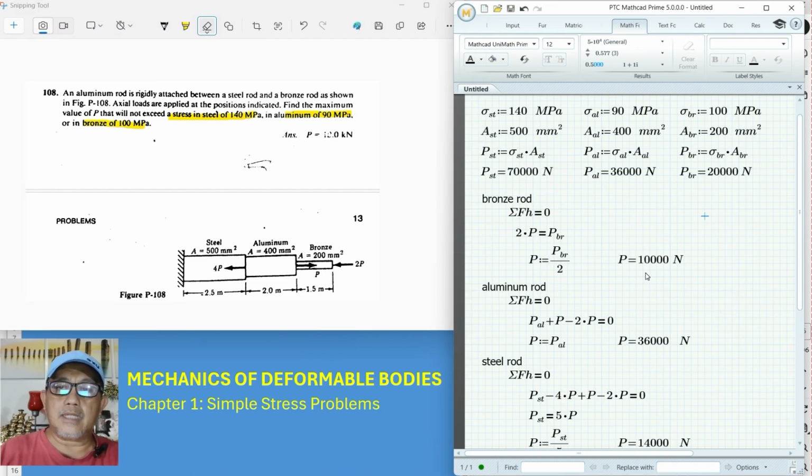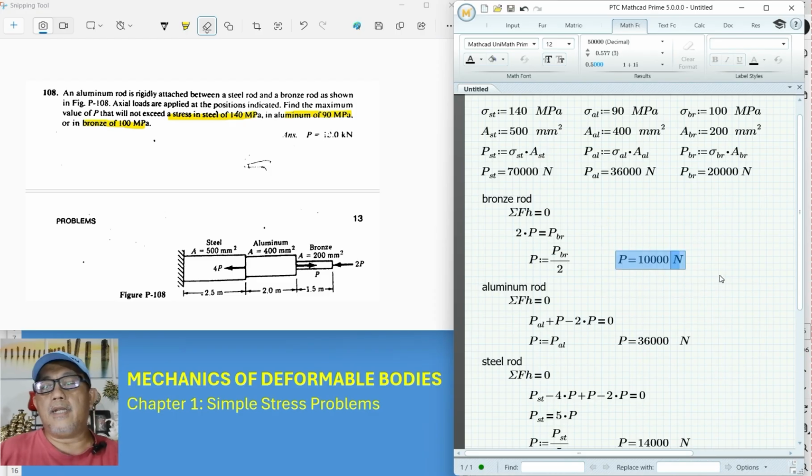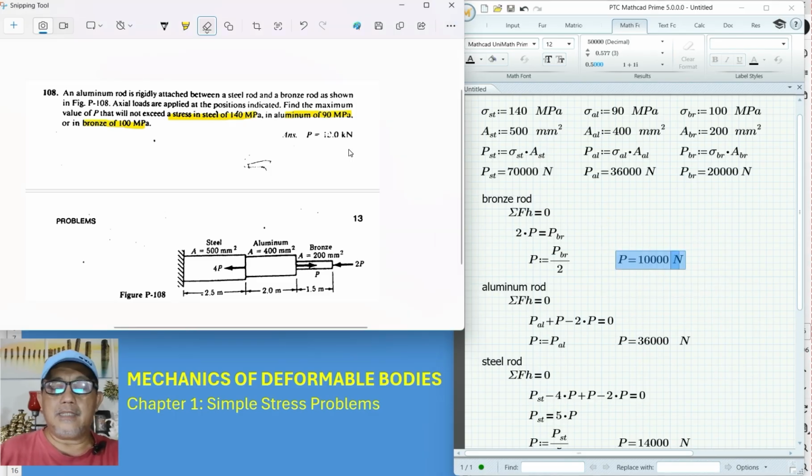So more than 10,000 will exceed 20,000. That means this bronze rod will fail. So therefore, there is no more force P more than this. There is no 10,001 newtons. There's no 14,000. There's no 36,000, because at 10,000 or more than 10,000, the system is going to fail. Specifically this part here, the bronze part. Again, our final answer is P equals 10,000 newtons or 10 kilonewtons.